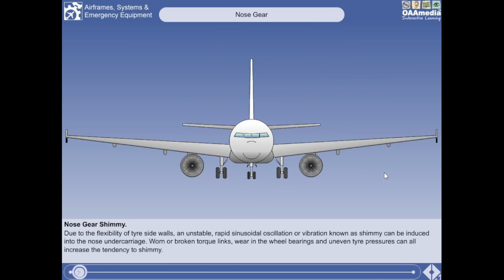Due to the flexibility of tyre sidewalls, an unstable, rapid, sinusoidal oscillation or vibration, known as shimmy, can be induced into the nose undercarriage. Worn or broken torque links, wear in the wheel bearings, and uneven tyre pressures can all increase the tendency to shimmy. Excessive shimmy, especially at high speeds, can set up vibrations throughout the aircraft and can be dangerous.